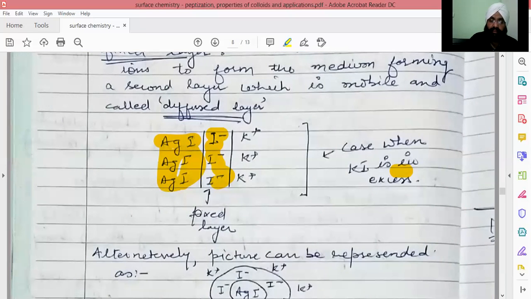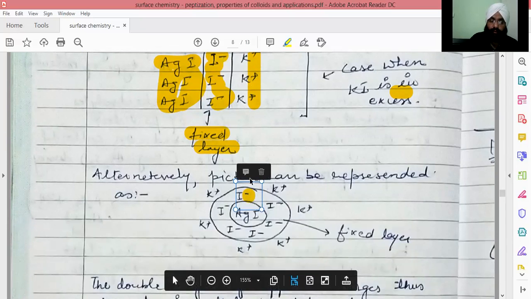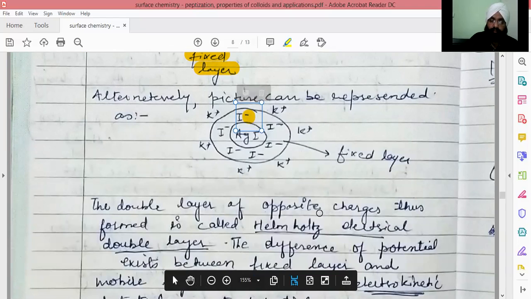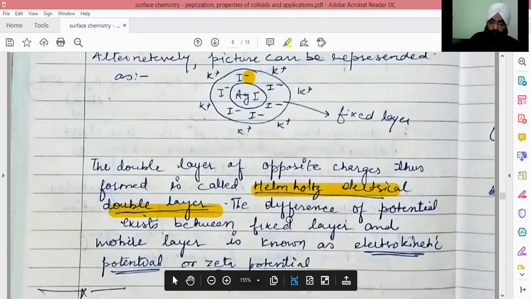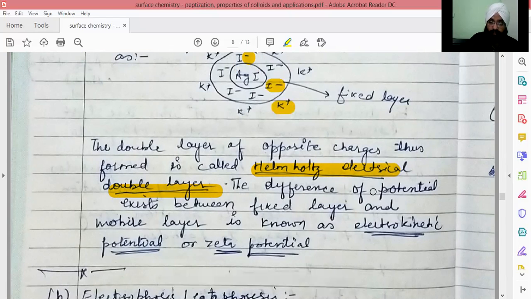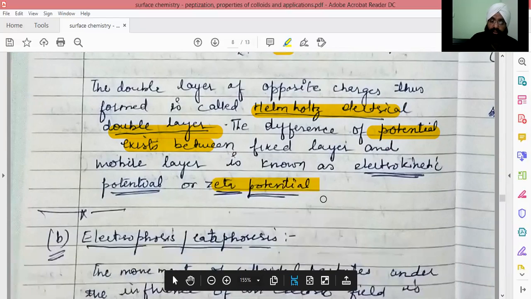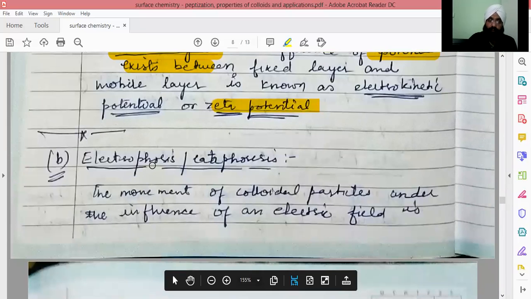So the first layer formed is the fixed layer, and the other layer is the mobile layer, which is diffused or mobile in comparison to the first layer. So alternatively, this picture can be represented in this manner also. The double layer formed having the opposite charges is called Helmholtz electrical double layer. Obviously, if the charges are opposite in this layer, they have a potential difference between the two layers, and this potential difference is known as zeta potential or electrokinetic potential.